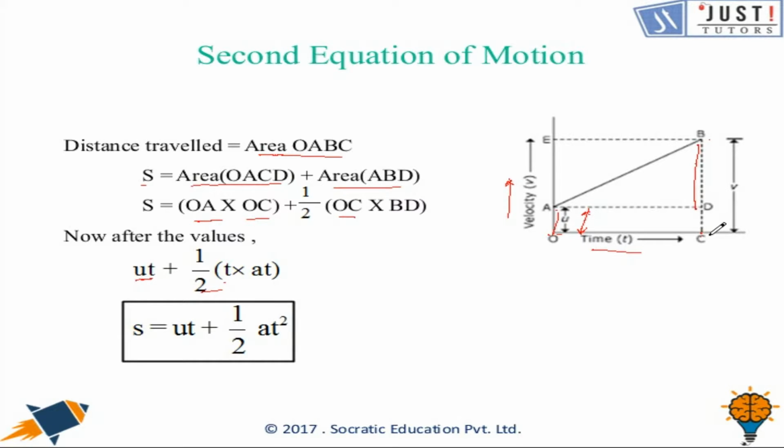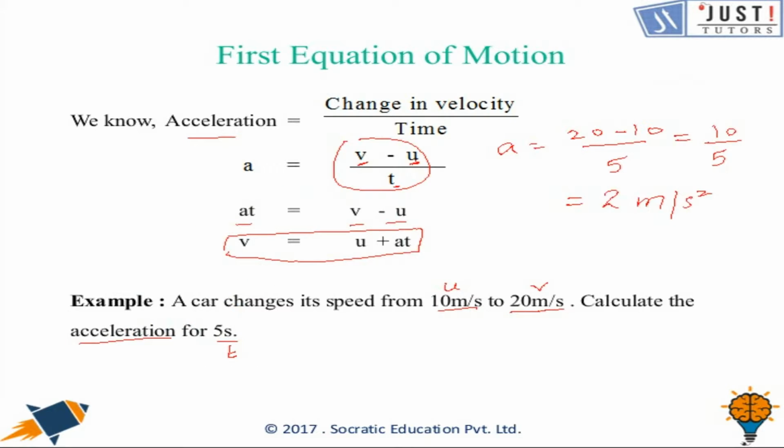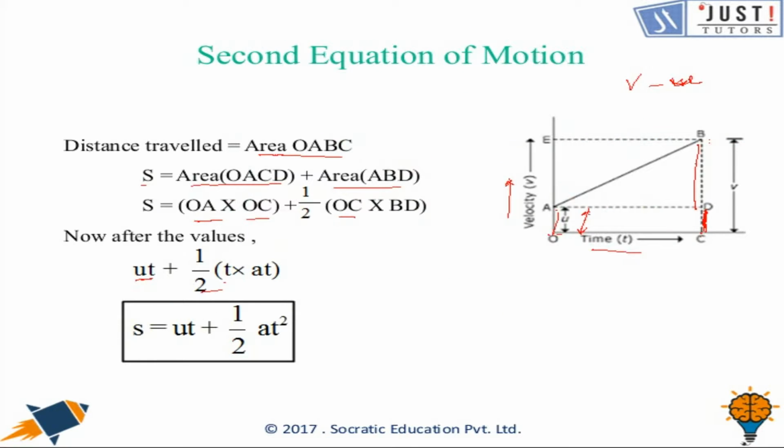For working out this BD, we can take away CD from the whole BC. So BC is whole in all v, and CD is u. So we have to take away u, v minus u, and from the very first equation we remember v minus u is at. You can have a look here. See, v minus u is at, so we can write at in place of BD. So we get this. On working out, we'll get the distance traveled s is equal to ut plus half at square, and this is just the second equation of motion.